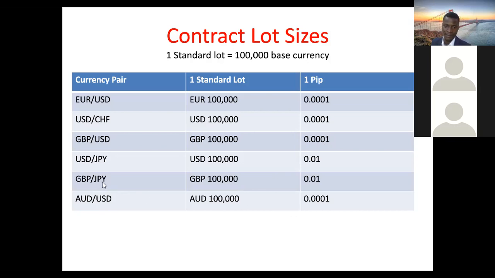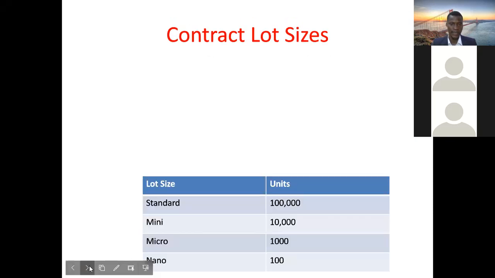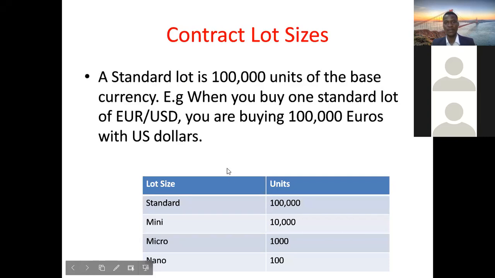Now if you look at the difference of the pairs that have JPY, you can see that the change is 0.01, not 0.0001. That's just the difference. So any pair that has JPY, the pip is in this form, while other pairs that do not have JPY, the pip change is 0.0001. This is the smallest change. We're going to be looking at the standard contract. A standard lot is 100,000 units of the base currency. Example, when you buy one standard lot of EUR/USD, you are buying 100,000 euros with US dollars.